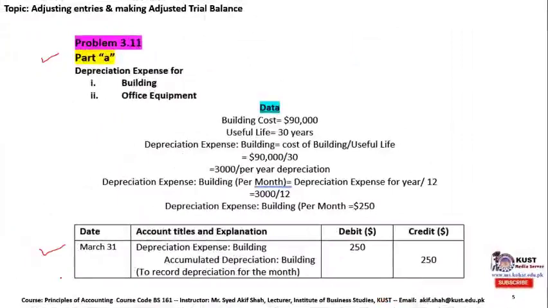So in order to solve part C, which is to make an adjusted trial balance, we have to come back to part A in order to see the adjusting entry. We have to carefully analyze that we got two titles. One has a debit of $250 and the other account title has a credit entry of $250, and the titles are depreciation expense building and accumulated depreciation building. So what we have to do is to go back to the question and carefully analyze your trial balance.